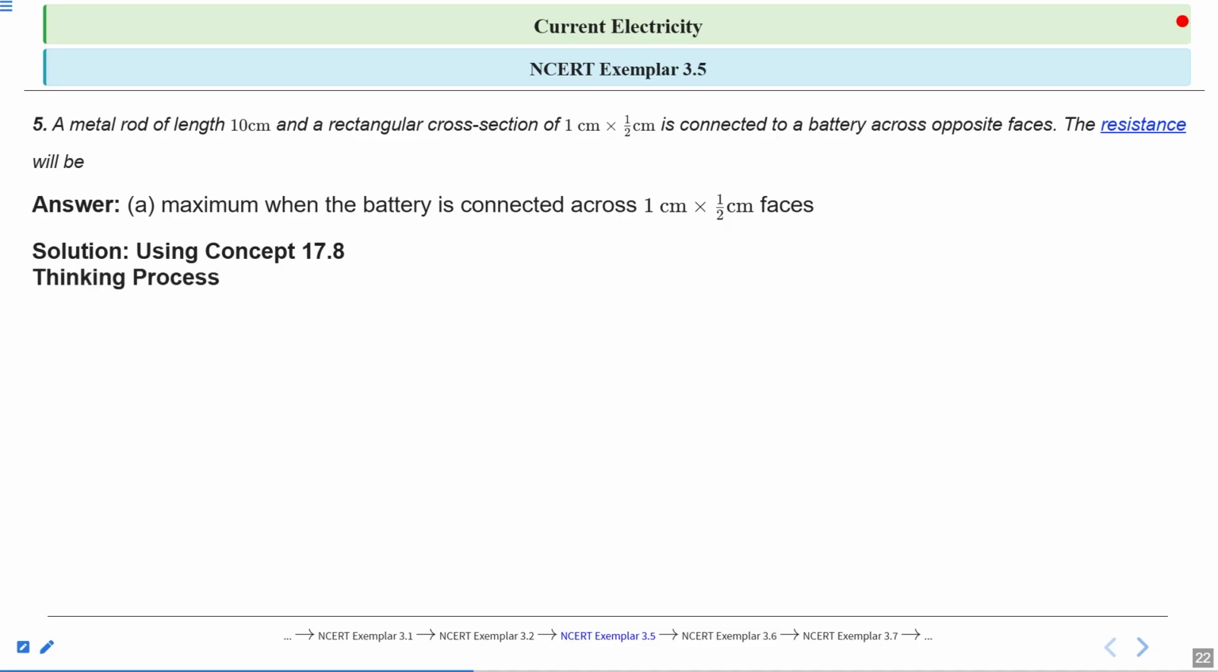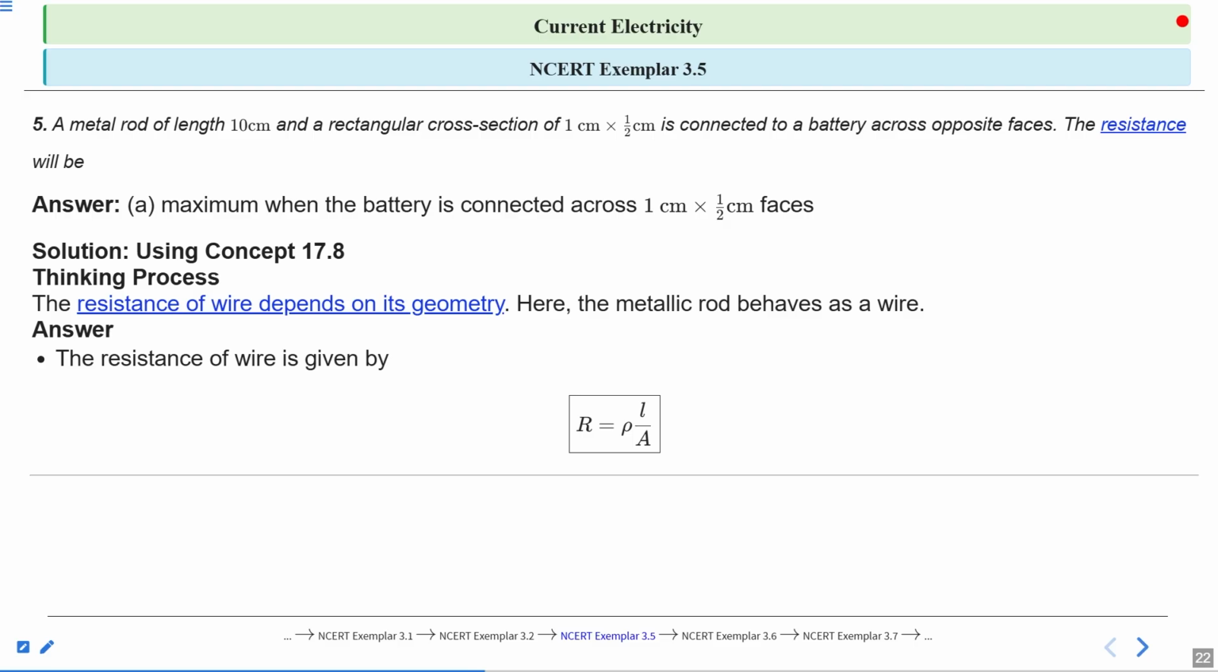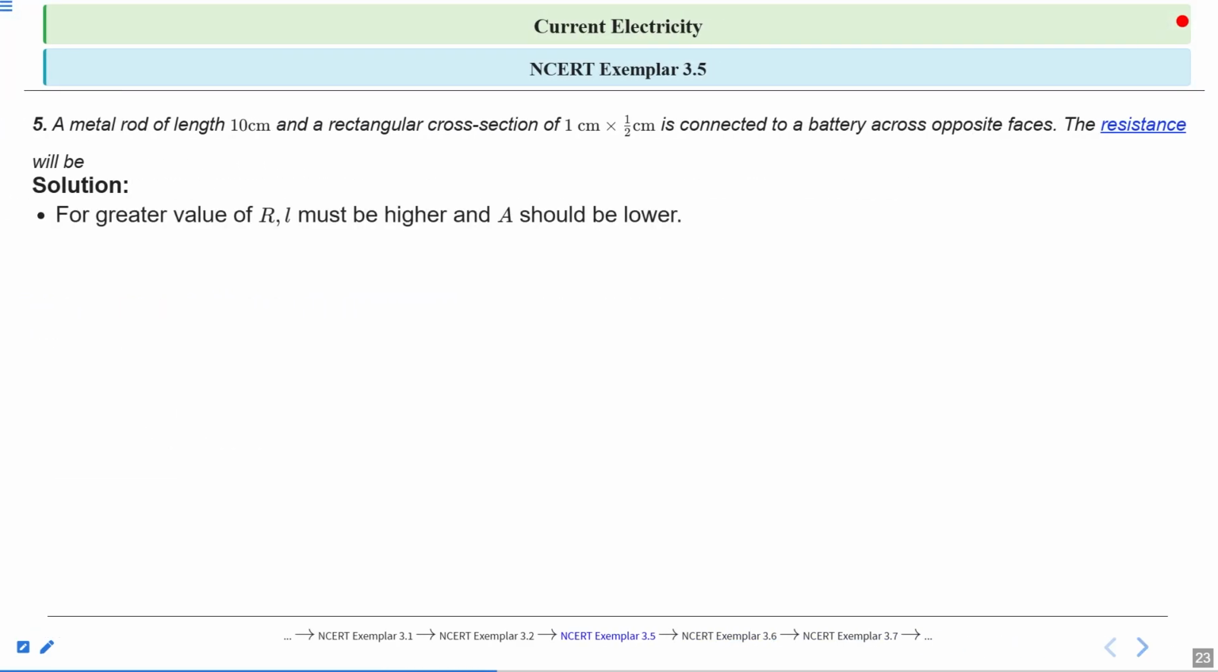What is the thinking process for this question? The resistance of the wire depends on its geometry. Here the metallic rod behaves as a wire. So let's see the answer. The resistance of the wire is given by R equal to rho L by A. For a greater value of R, L must be higher and A should be lower.